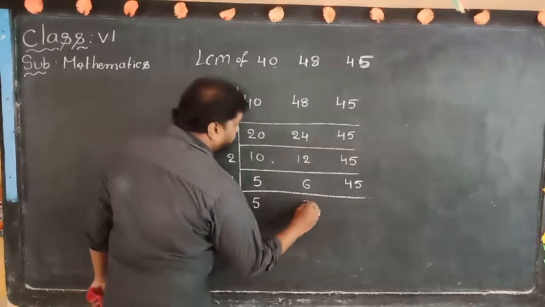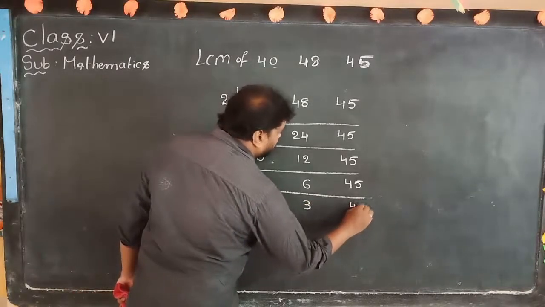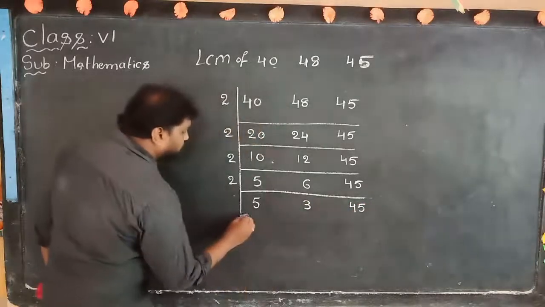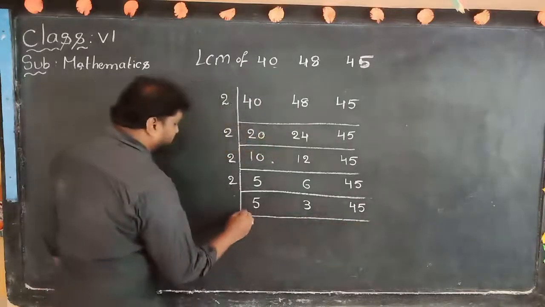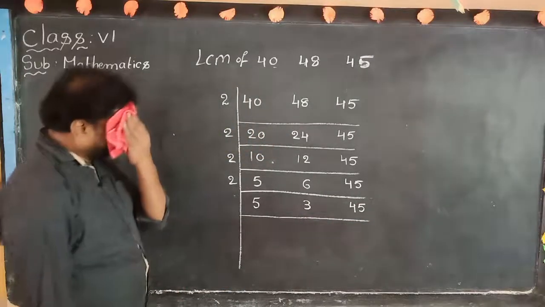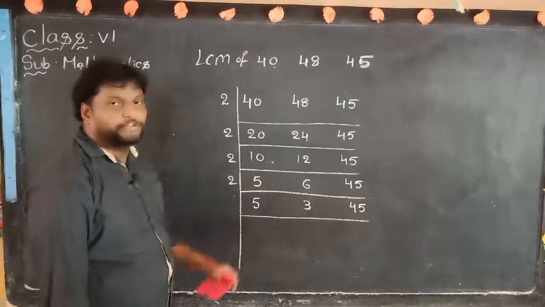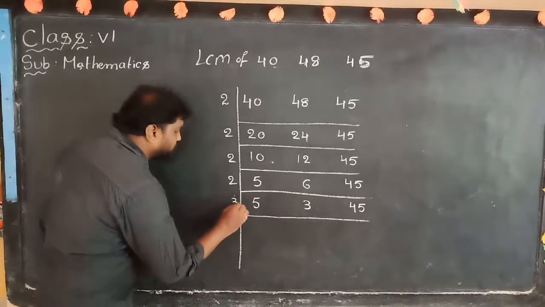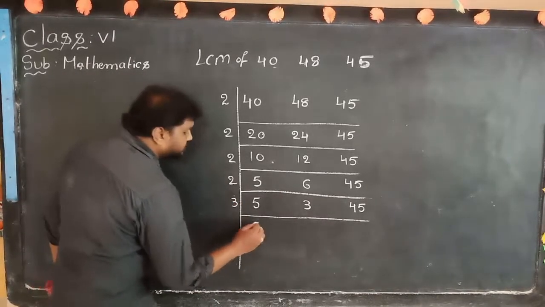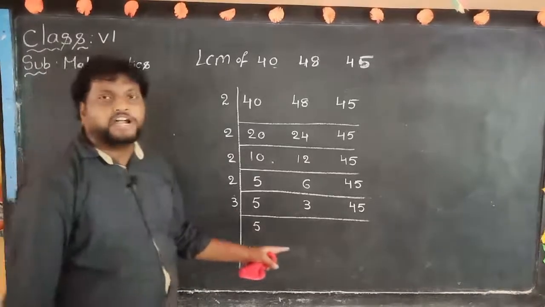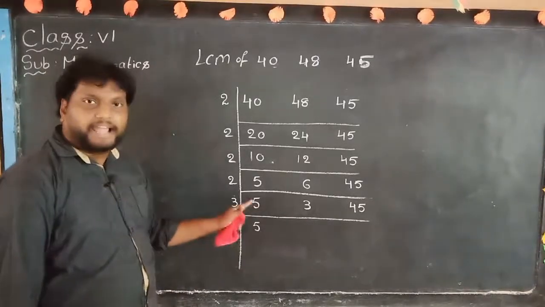5, 23 jar. Now observe, any number is not possible with 2. That's why I am taking with 3. 5 write as it is. With the 3, 5 also not possible, that's why write as it is.